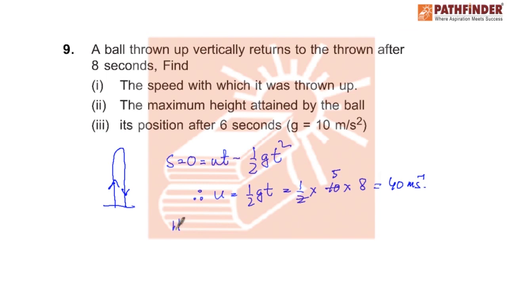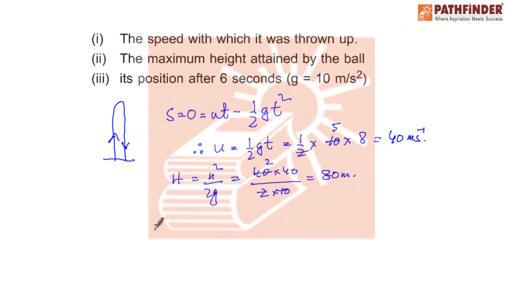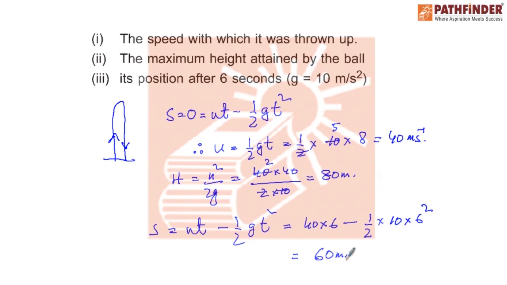Now the maximum height, as you know, is u square by 2g. So it is 40 into 40 by 2 into 10, that is 80 meter. So the ball has gone up to a distance of 80 meter. And the position after 6 seconds is s equal to ut minus half gt square. With the initial velocity 40, we have 40 into 6 minus half into 10 into 6 square, which gives you a value of 60 meter. This is how we solve this problem, because in the first case we have to consider the displacement as 0, as the ball goes up and comes back to the point from where it was thrown.